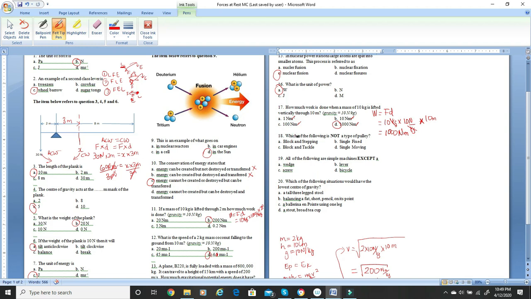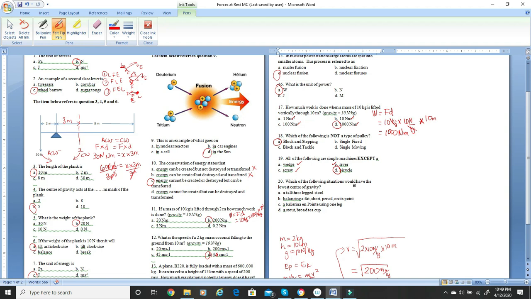And then we have now, which of the following is not a type of pulley? Block and step in, single fix, block and tackle, single moving. Block and step in. Nope, never heard of that one. Now all of the following are simple machines except: the wedge, that's simple. The lever is simple. The screw is simple. The bicycle is a complex machine. It's a bunch of simple machines put together.